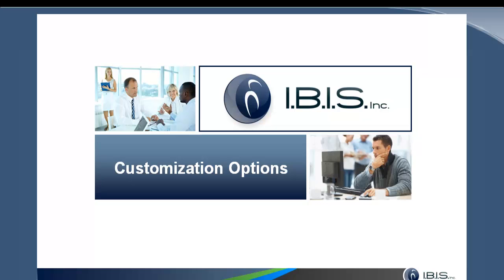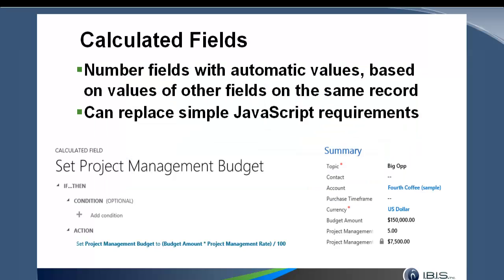So now that we've talked about security, I'll make a note about some new customization options in CRM. The first of which is calculated fields. So a calculated field is going to be a number field, whether that be a quantity or a decimal or a whole number, and it will automatically get a value based on values of other fields in the same record. So this is something you may have achieved before with plugins or JavaScript, or as of 2013 and above, you can achieve the same result with business rules.